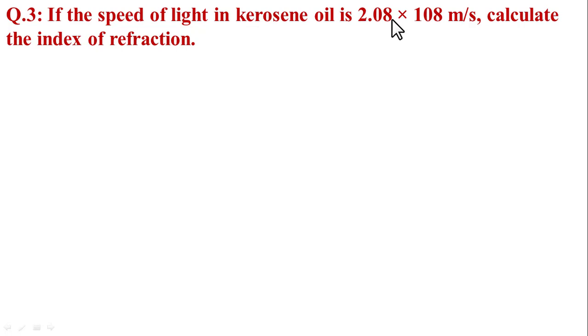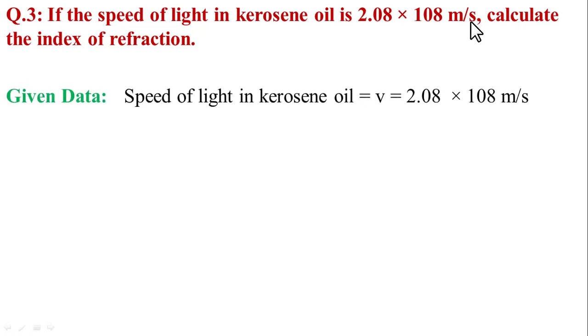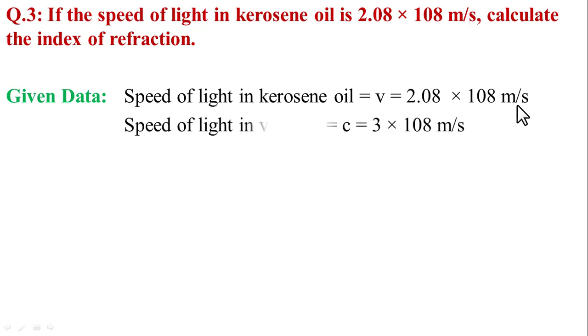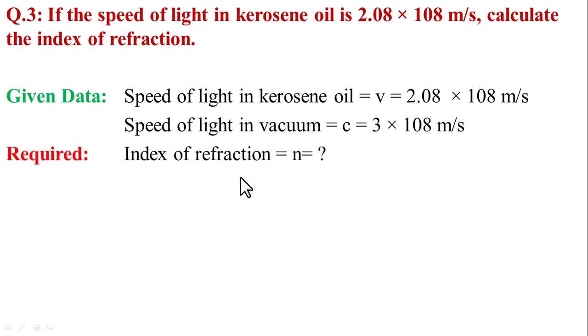Now in question number 3, the given statement is that if the speed of light in kerosene oil is 2.08 multiplied by 10 raised to power 8 meter per second, calculate the refractive index. So given data, speed of light in kerosene oil V is equal to 2.08 multiplied by 10 raised to power 8 meter per second. Now speed of light in vacuum C is equal to 3 multiplied by 10 raised to power 8 meter per second. So in our refractive index, N is equal to question mark.